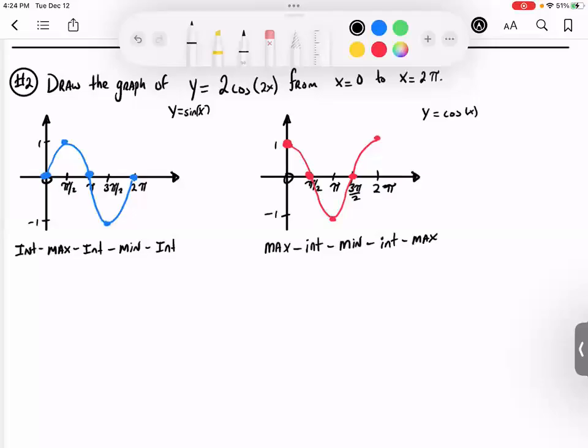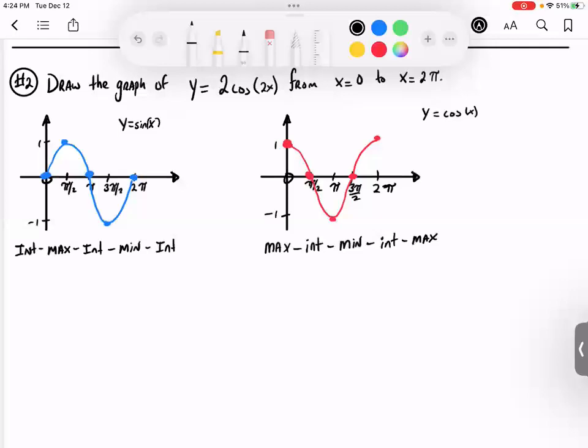Okay, so problem two says draw the graph of y equals 2 cosine of 2x from x equals 0 to x equals 2 pi. So essentially on our screen, I graphed two different functions for us. I'm graphing each function from 0 to 2 pi because that will be the length of exactly one cycle for each of these graphs. And you have an amplitude of from -1 to 1. Basically, -1 is the minimum, 1 is the maximum.